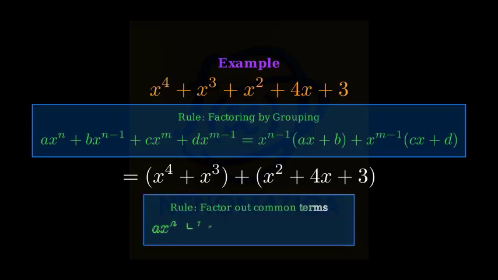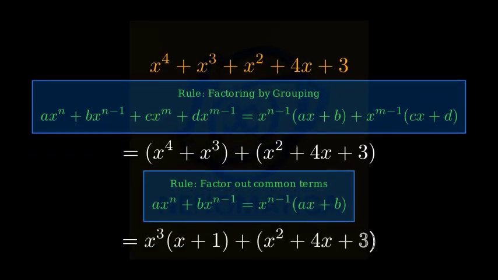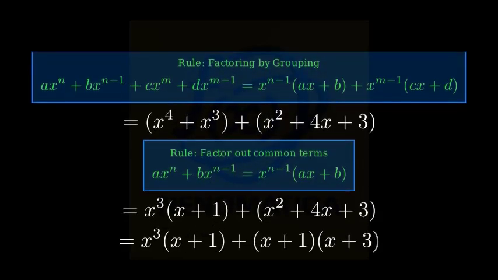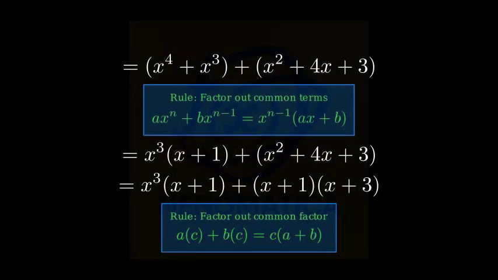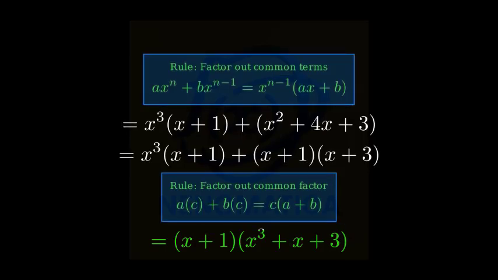In the next step, we'll factor out common terms from each group. From the first group, we can factor out x cubed, giving us x cubed times the quantity x plus 1. From the second group, we can factor out x plus 1, giving us the quantity x plus 1 times the quantity x plus 3. Now we notice that both terms have a common factor of x plus 1, so we can factor out x plus 1 from the entire expression. This gives us x plus 1 times the quantity x cubed plus x plus 3.